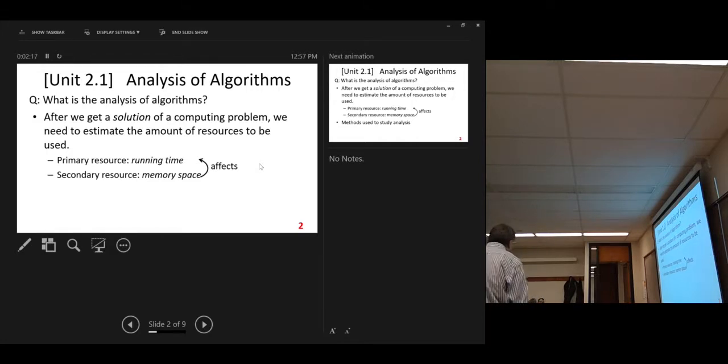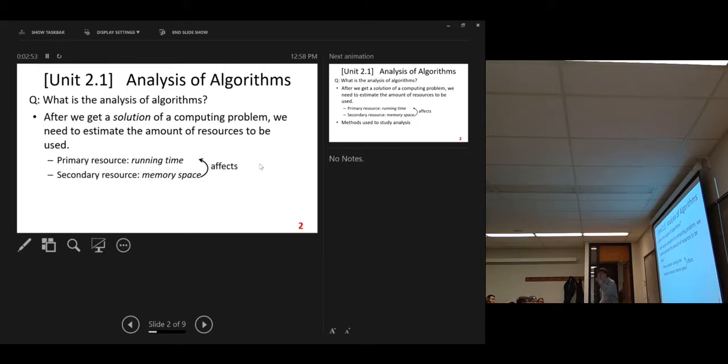So think about this. To run your program, it needs to be loaded into the memory, right? So it takes memory space to run your program. And usually, a computer runs multiple programs in the memory, right? So several programs are running in the memory. All of them need a lot of space.